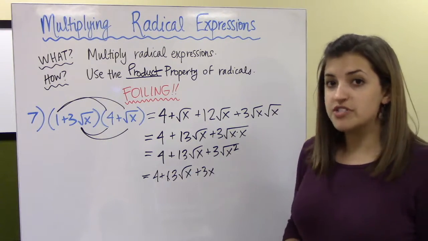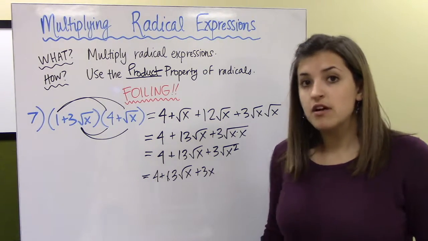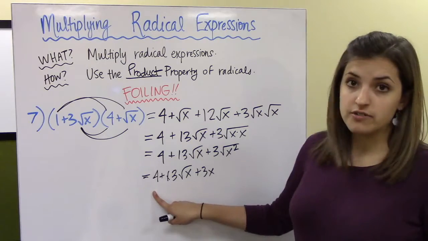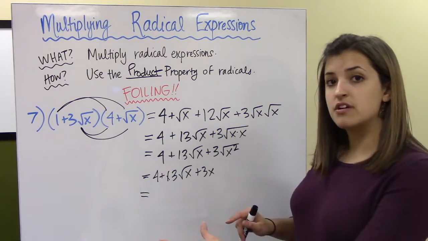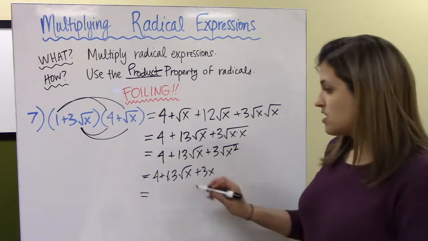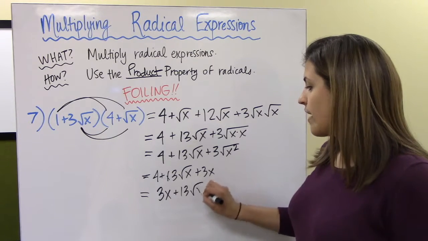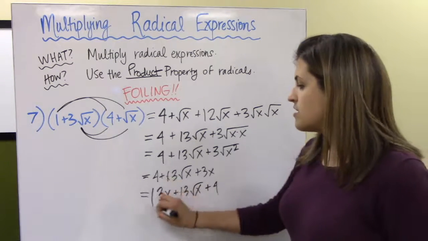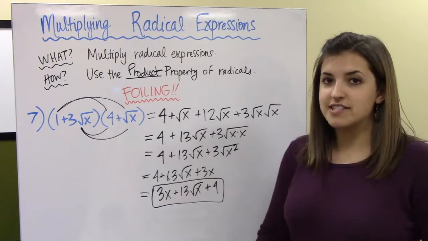Now technically we are done with our math here, but if you want to be mathematically elegant, we can place these in the correct order. So we can reconfigure this to have our x terms first, our radical terms second, and our constants third. So we'll have 3x plus 13 square root of x plus 4. You wouldn't get points off or anything for not putting it in this form, but technically it's how mathematicians would write it.